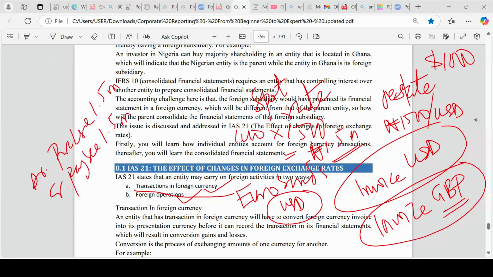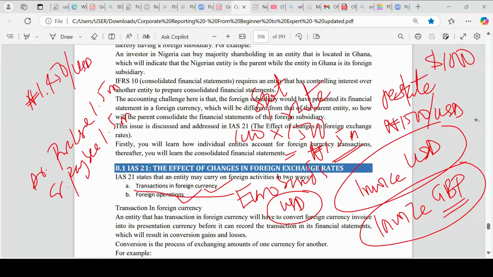Okay? Now, if as at the day I'm going to make the payment, let's say that the transaction took place today, and then tomorrow I am to make payment, and then tomorrow now came, and then exchange rate is now 1,450 per dollar.